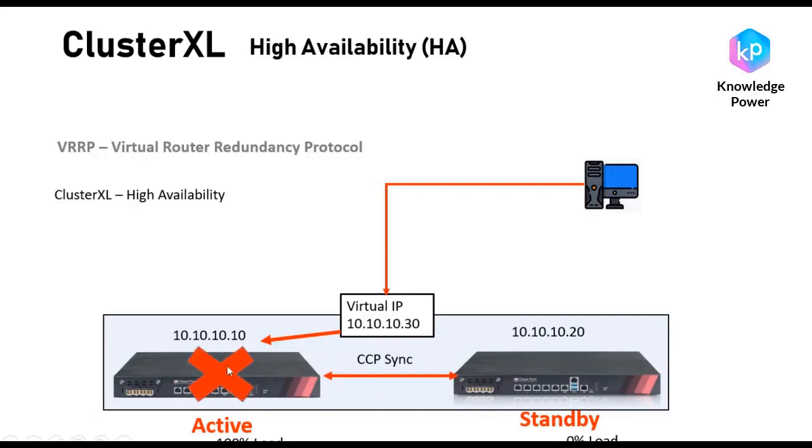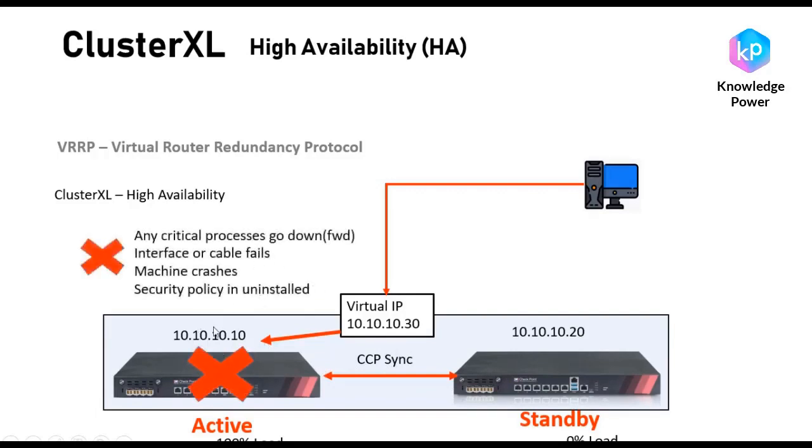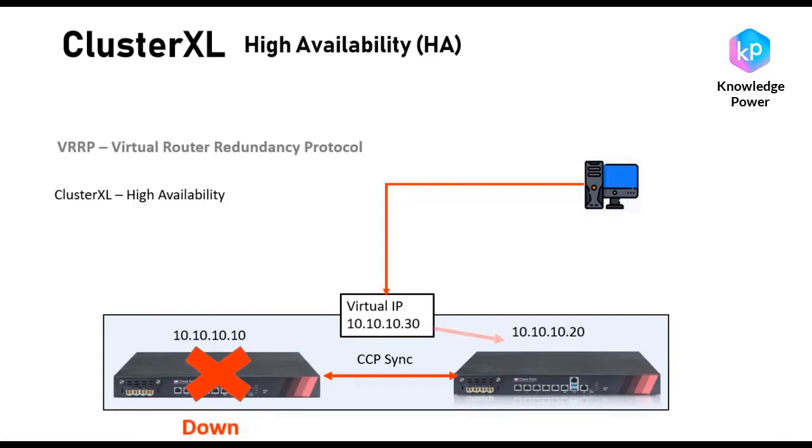If one device goes down, and it can go down in different ways, maybe the process crashes, something happens to the cable, a machine crashes, or maybe an admin uninstalled a security policy, whatever. If that happens, your virtual IP knows that the device changed its status from active to down, and reroutes the traffic to the second device, and it becomes active and passes 100% of the load. And the first one, of course, is at 0% of the load.